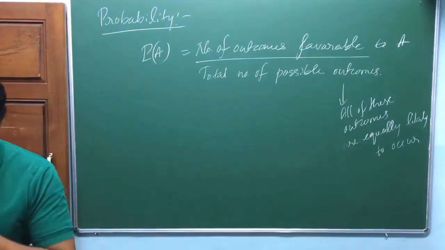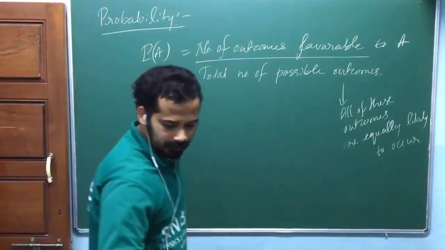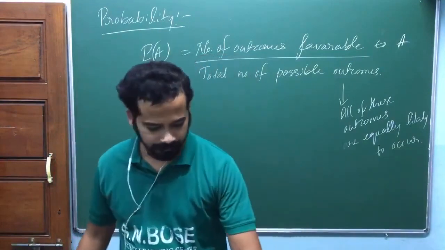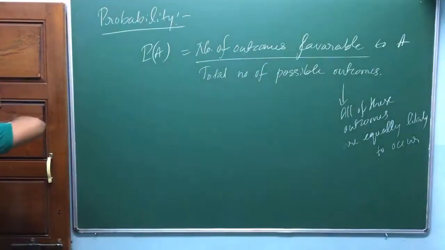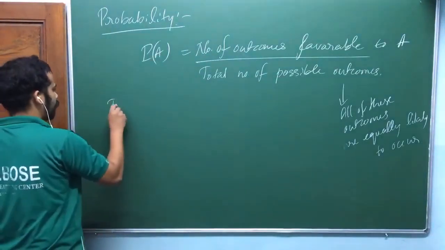One more way of finding the probability is creating the sample space. I hope you might have done that in class 12th. Suppose you are tossing 2 coins.